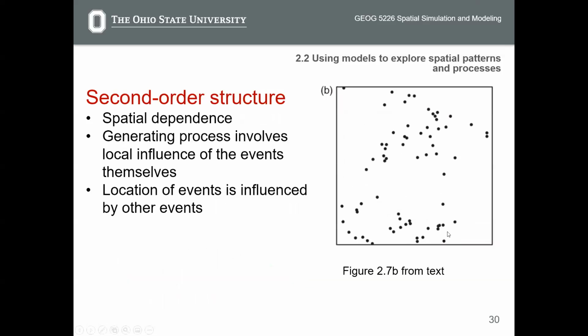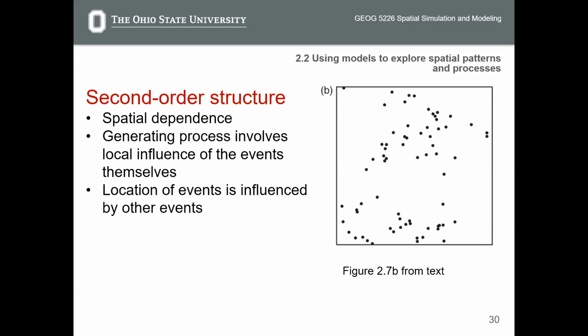Second order structure, this is an example. If you compare with the first one, obviously there are clusters here, right? Second order structure means there is spatial dependence. The process that generated this structure involves local influence of the events themselves. And the location of events is influenced by other events. So this is the opposite situation of first order structure, because here there is no so-called phenomenon or function manipulating all these dots. Instead, a dot's location is affected by other dots.